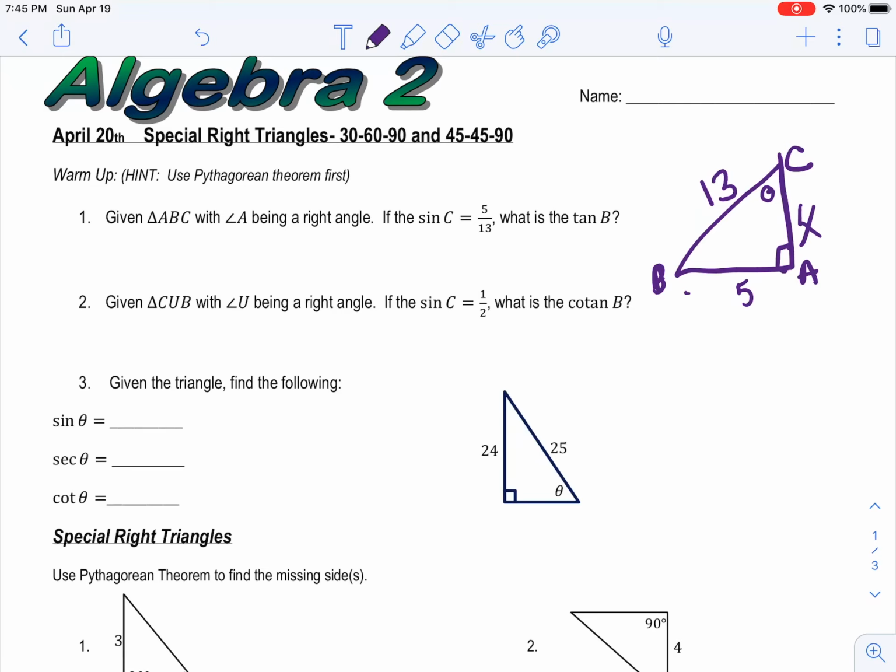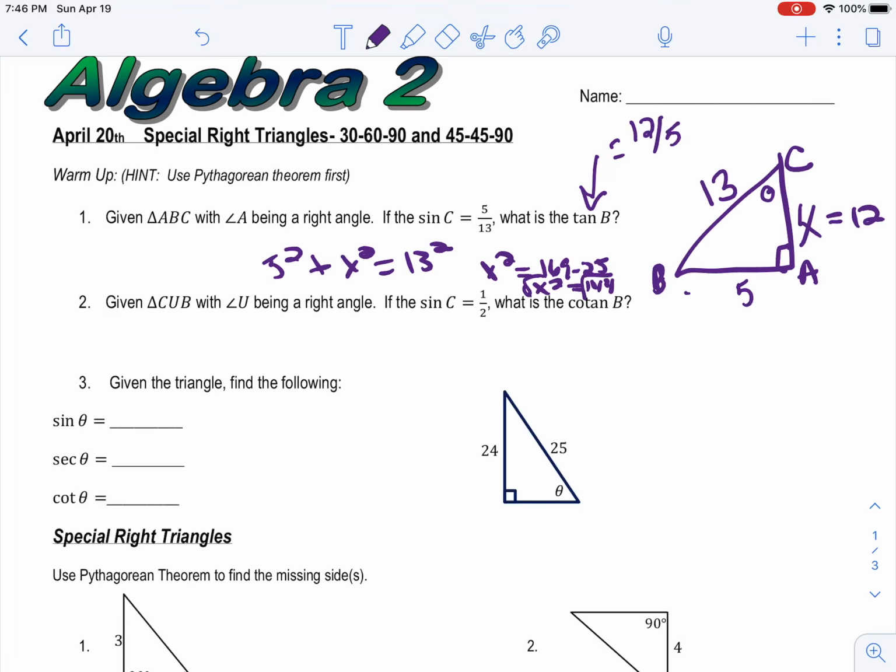So we're going to do Pythagorean theorem. We have 5 squared plus x squared equals 13 squared. So x squared equals 169 minus 25. x squared equals 144, so x is going to equal 12. I'm going to take the square root of that. So now if I want to find the tangent of B, this will be 12 over 5. And you do not put these in a calculator. You don't turn them into decimals. You leave them alone. Okay?